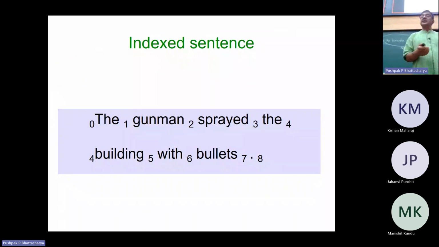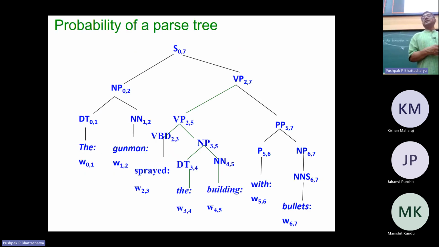We have the sentence, the gunman sprayed the building with bullets. The indices are given here, 0, 1, 2, 3, up to 8, where 8 is after the full stop. So we have to compute the probability of the parsing. We have S as the starting symbol, the root of the tree. S is between 0 and 7. S dominates 0 to 7. NP dominates 0 to 2. That is the gunman. VP dominates the building with bullets.